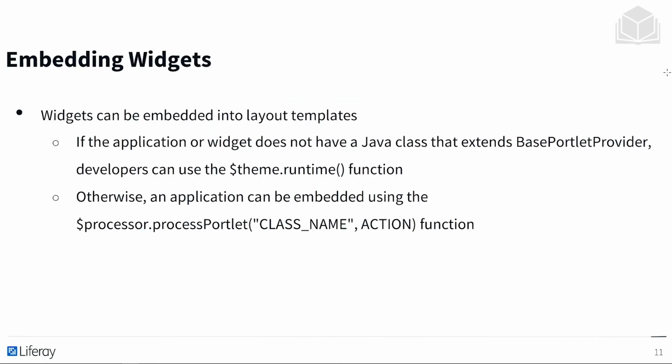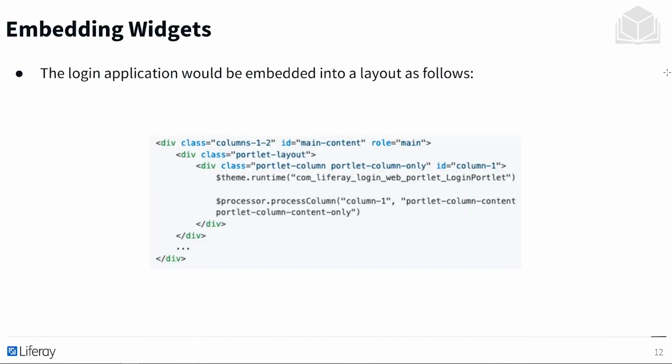We also have the ability to embed widgets into our layout templates. If the application or widget does not have a Java class that extends BasePortletProvider, developers can use the theme.runtime function. Otherwise, an application can be embedded using the processor.processPortlet className action function. Here's all the code that's required to embed a login portlet. And as you can see on the 4th line, we have that theme.runtime function.